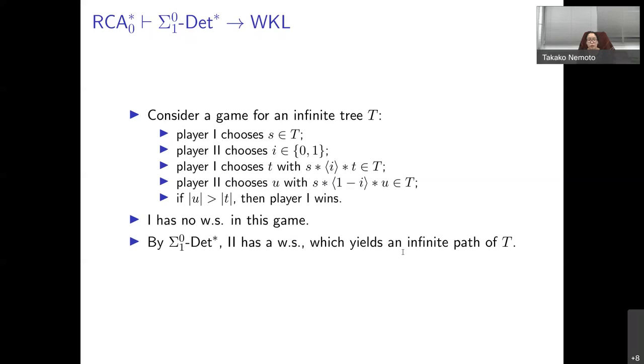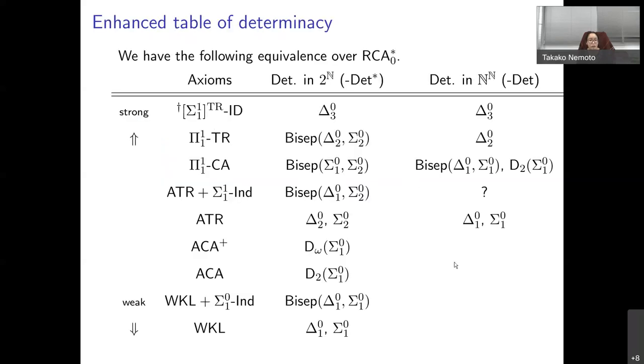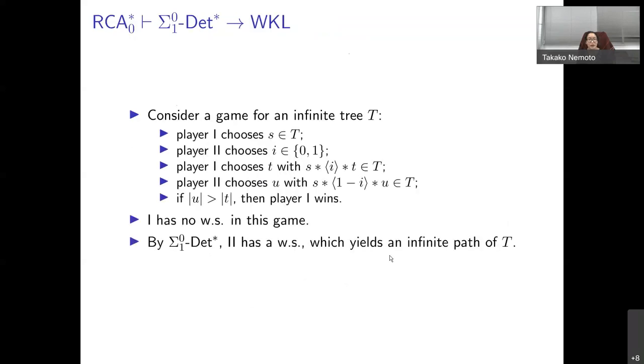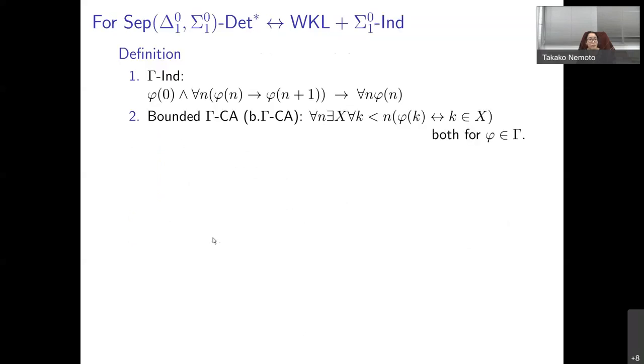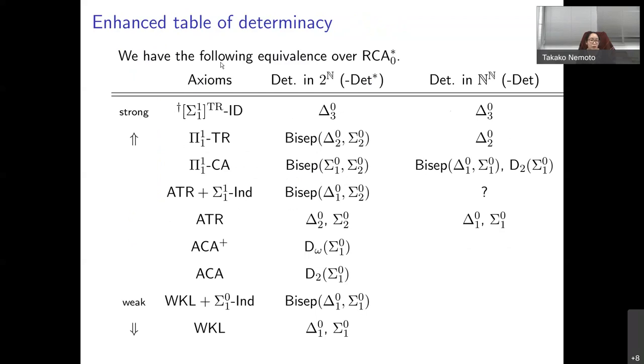So by the determinacy, we can say that player two has a winning strategy, and according to player two's winning strategy, we can construct an infinite path of T. So actually all this proof can be done like this. And one of the techniques to prove set comprehension from determinacy is how to construct this kind of game when we have complex set comprehension axioms. I will skip it, but here I only talked about this part. So Σ^0_1 determinacy is equivalent to weak König's lemma.